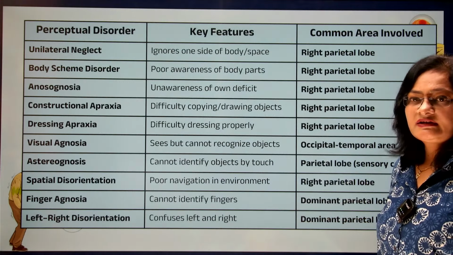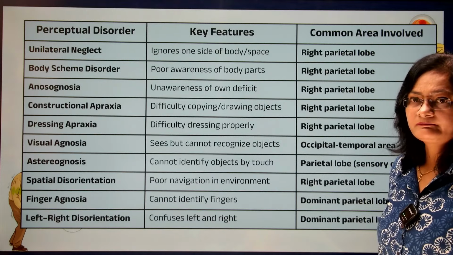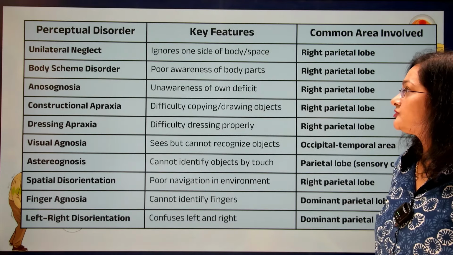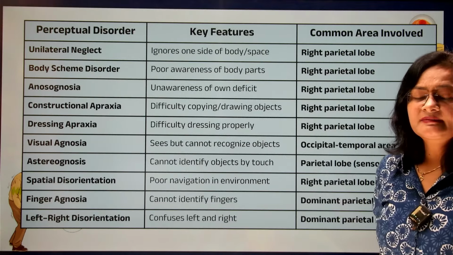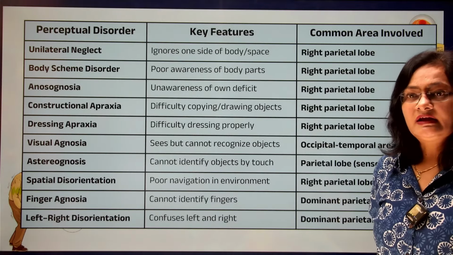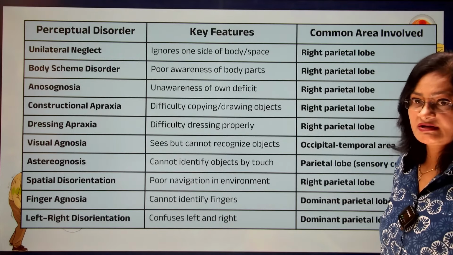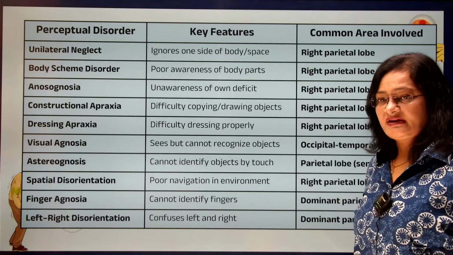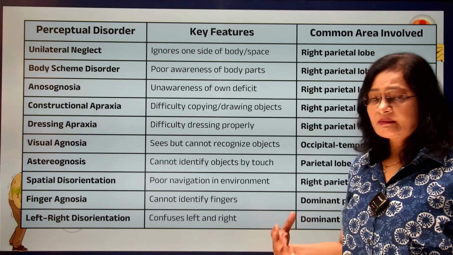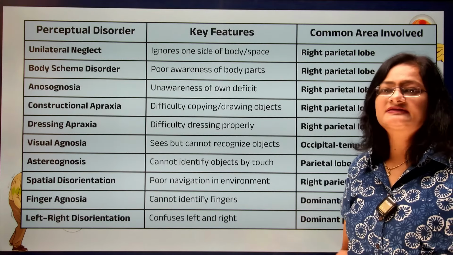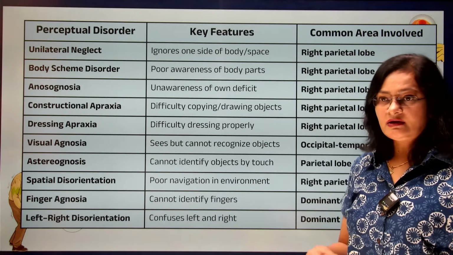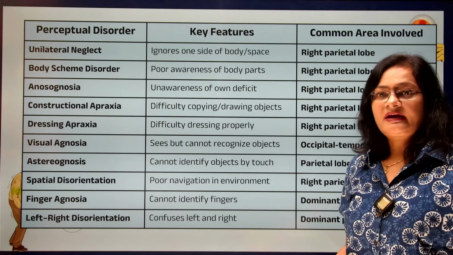So these are the various perceptual disorders which result in various perceptual problems. The first perceptual disorder, which we have already discussed, is unilateral neglect. What will be the key feature in unilateral neglect? The patient ignores one side of the body or space. Suppose one patient has right side unilateral neglect, that patient may not be able to perceive any of the stimuli from the right side.